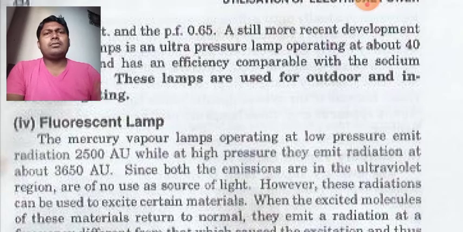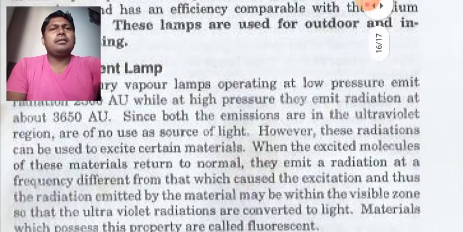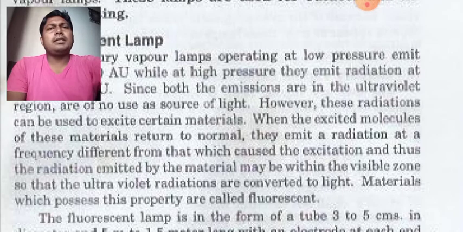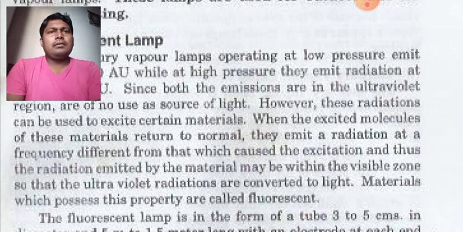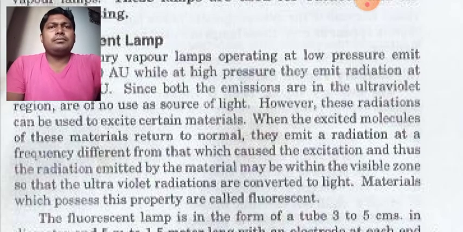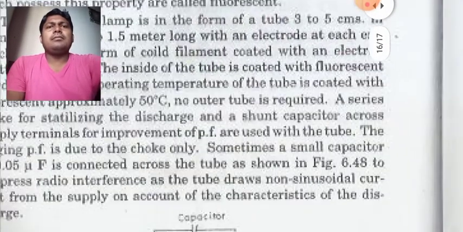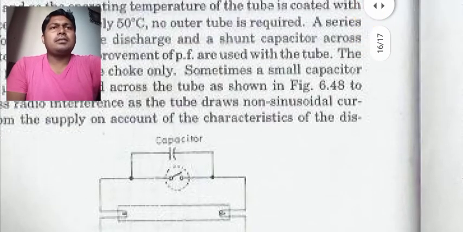However, this radiation can be used to excite certain materials. When the excited molecules of these materials return to normal, they emit radiation at a frequency different from that which caused the excitation, and thus the radiation emitted by the material may be within the visible zone, so that the ultraviolet radiation is converted to light. Materials which possess this property are called fluorescent. So the connection diagram and the parameters we will discuss in our next class.